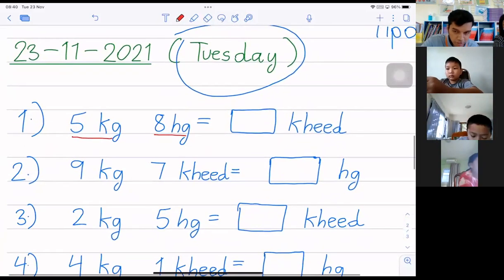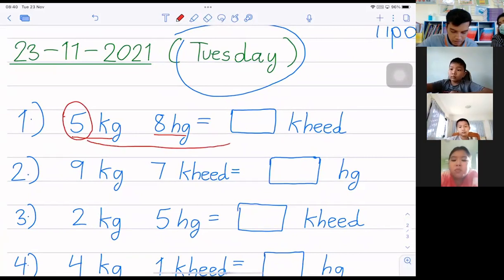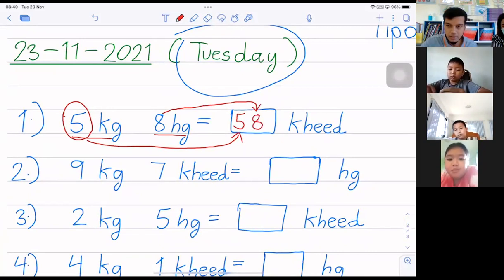Here, number five, Oscar, listen. Number five, you see? Number five, you put over here. Number eight, you put over here. And then, finished. Number one, finished.